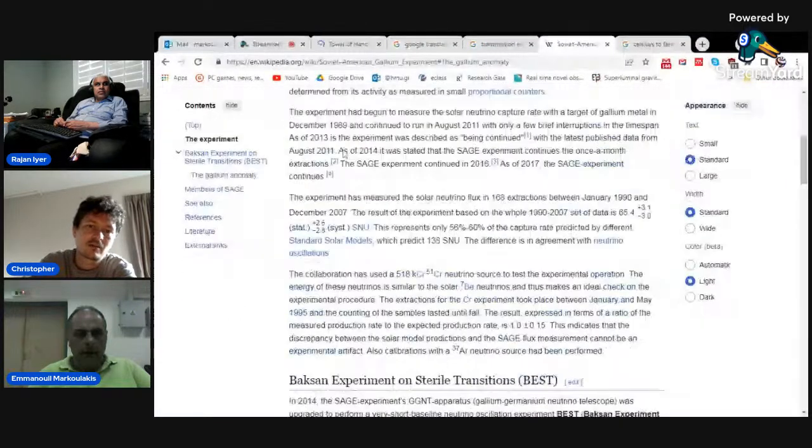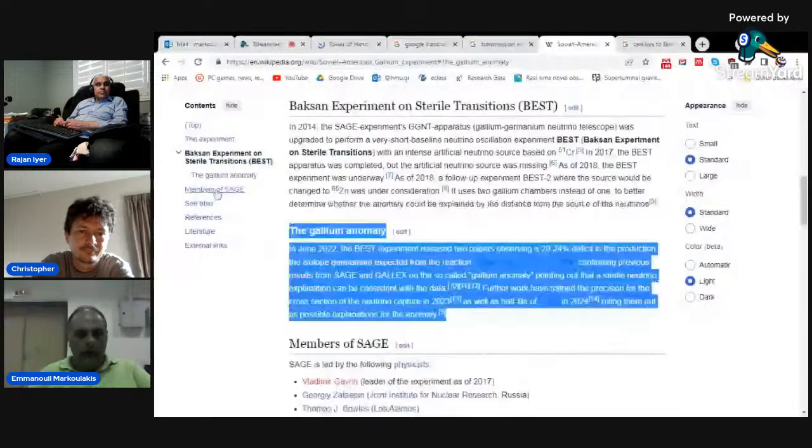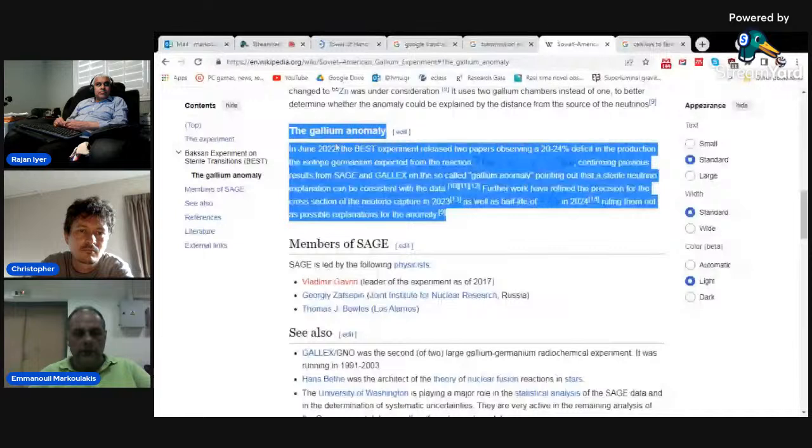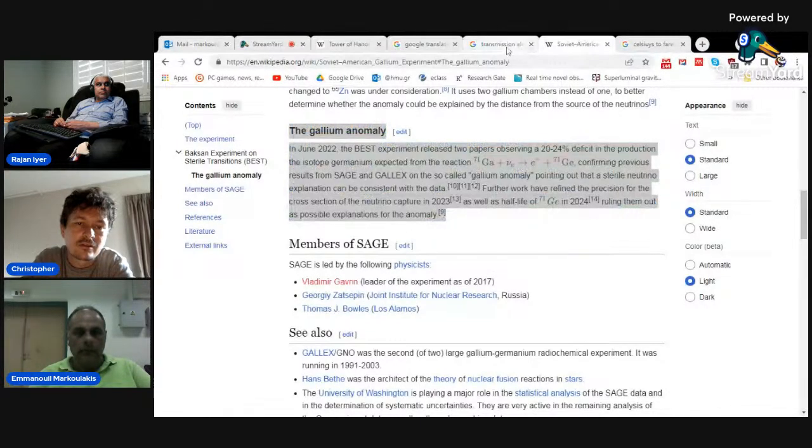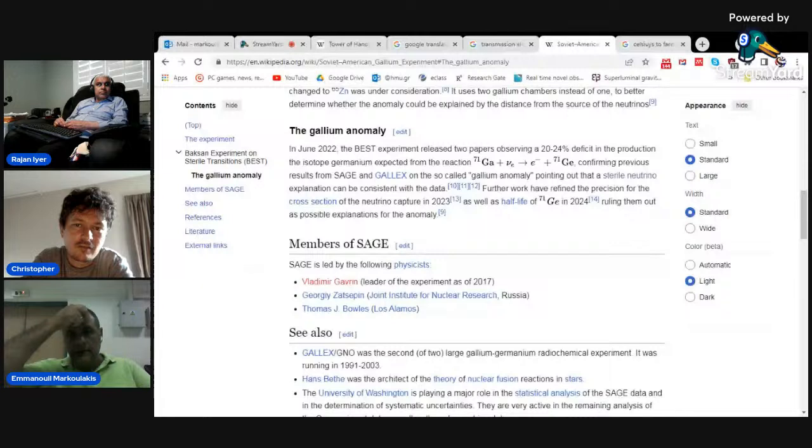Soviet American gallium experiment. The gallium anomaly. Baxan. The gallium anomaly. It's a description from Wikipedia. Can you see this text? Okay, so in June 2022, so it's quite recent, the best experiment released two papers. A 20 to 24 percent deficit.